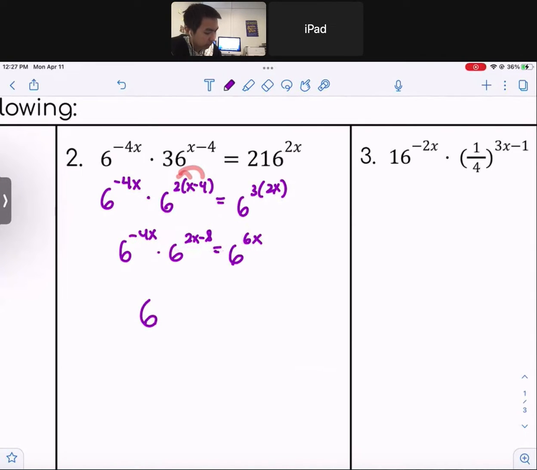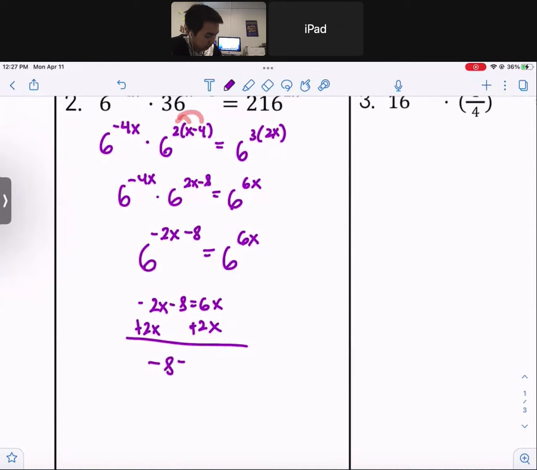So it's going to be the same base of 6. Negative 2x plus 2x is negative 2x, minus 8, and that's equal to 6 to the 6x. They both have common bases now, so we can set the exponents equal to each other and solve for x. I'm going to get my variables on the right-hand side. Divide both by 8. x equals negative 1.